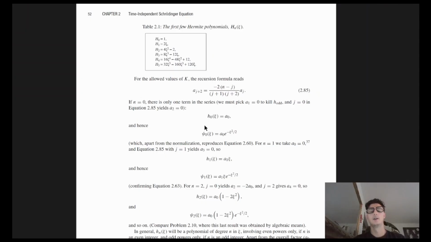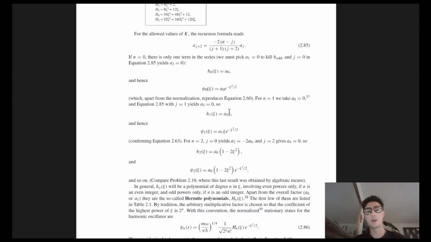So, maybe this is a bit confusing, maybe we're not understanding this too in depth, but we're just going to keep reading to see what the final answer is. This is just a strategy to get the solutions. H subscript 0 of xi equals a0, and hence psi 0 of xi is equal to a0 e to the power of negative xi squared over 2, which apart from the normalization reproduces equation 2.60.